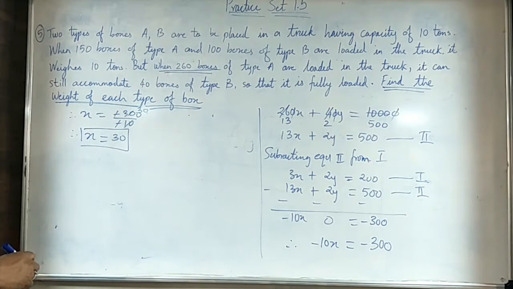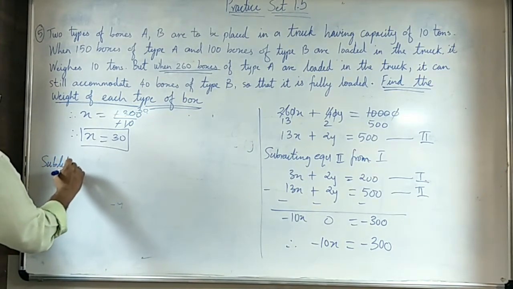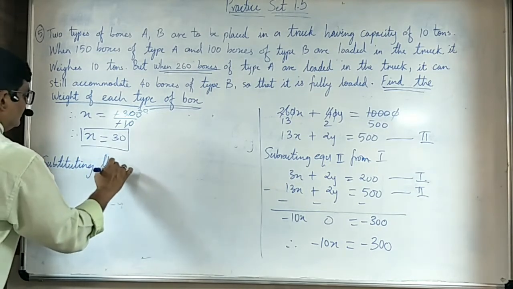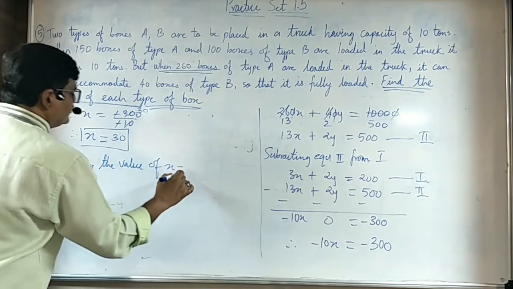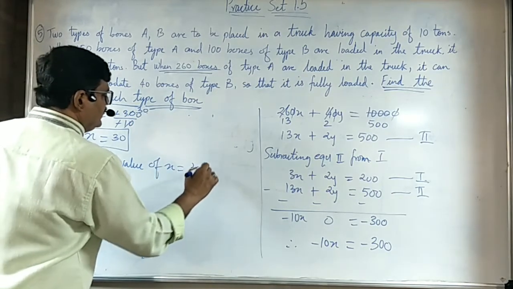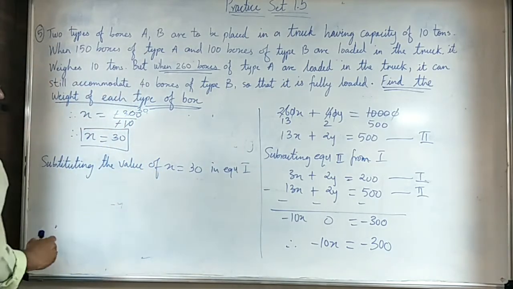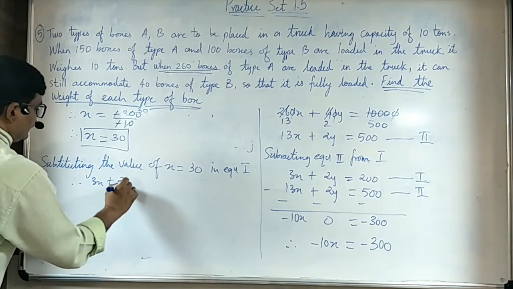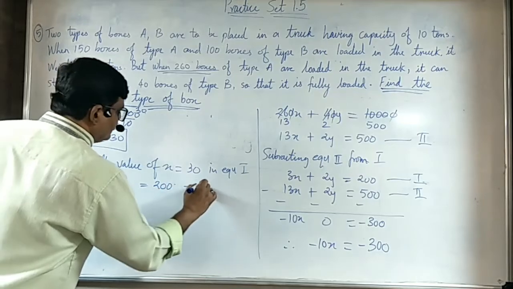Now I have to get the value of y. So for that, what I have to do here is substitute the value of x is equal to 30 in equation 1. What is equation number 1? 3x plus 2y is equal to 200. That's my equation number 1.